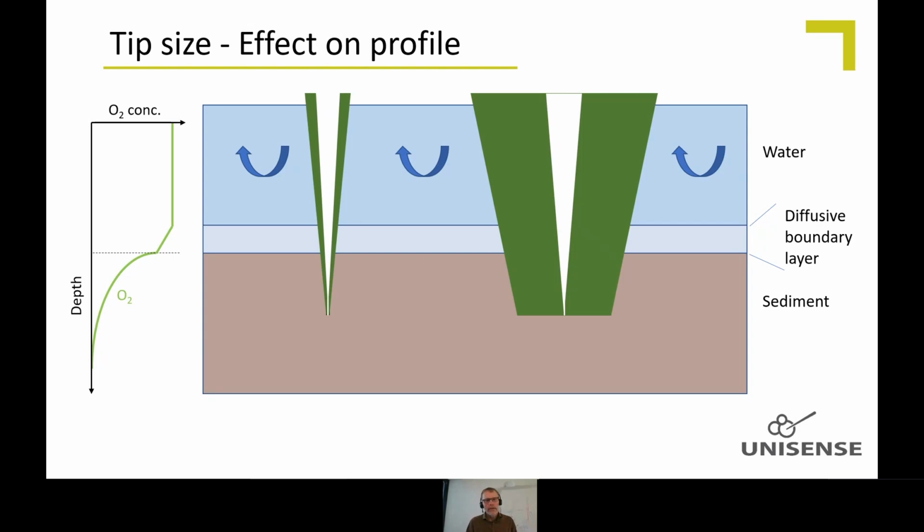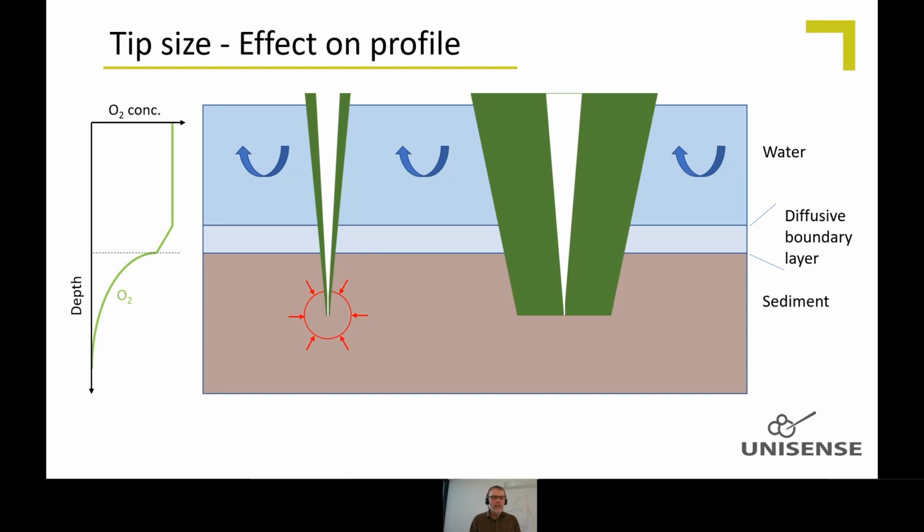So this is to compare profiles measured with a small and with a big sensor. And this is a profile measured by the small sensor. This shows the water above the sediment. This is the diffusive boundary layer, and this here is the sediment that we are measuring into. The diffusive boundary layer is a layer of stagnant water that sticks to the surface of the sediment due to friction, and oxygen, or solutes in general, are only transported by diffusion through this layer. That is seen here as this linear change in concentration.